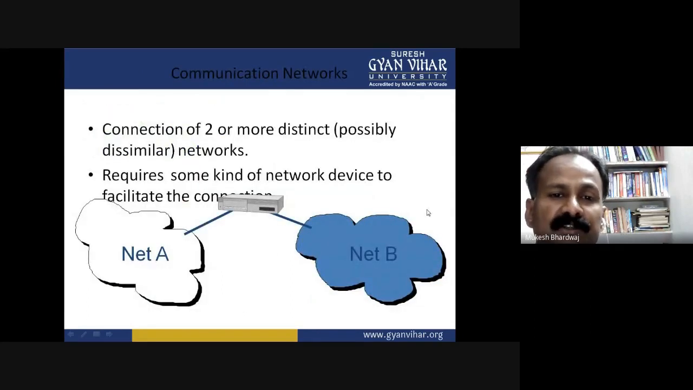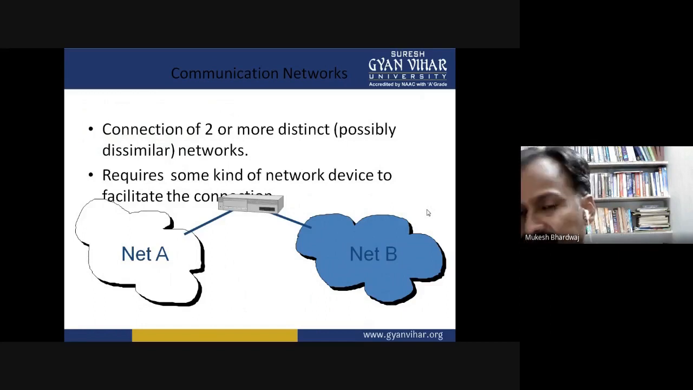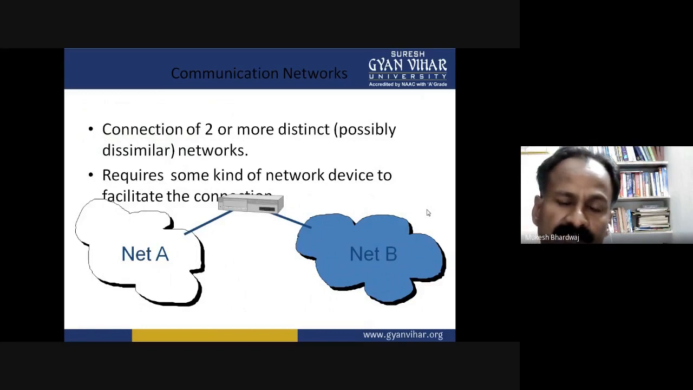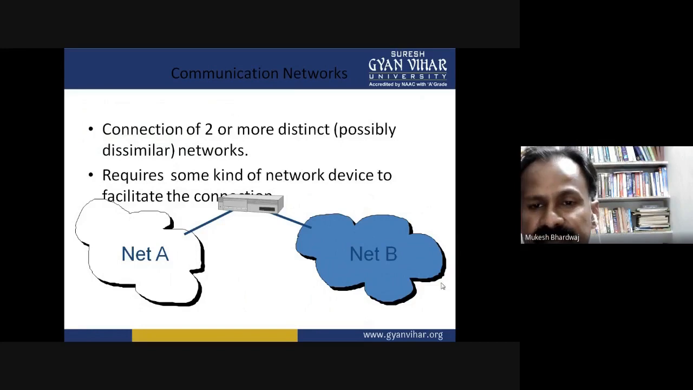Communication networks, the connection of two or more distinct, possibly dissimilar networks, require some kind of network device to facilitate the connection. Basically, the switches are connected first, then to the routers, and there is a specific algorithm to route the data packets or signal packets so that they reach their destination in the shortest time or along the shortest path. They choose according to the traffic density and channel capacity.